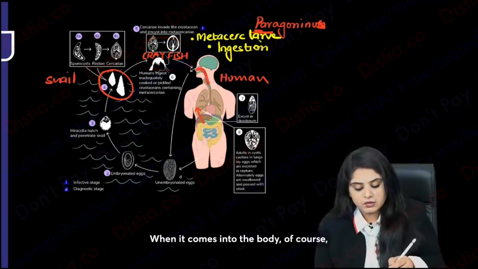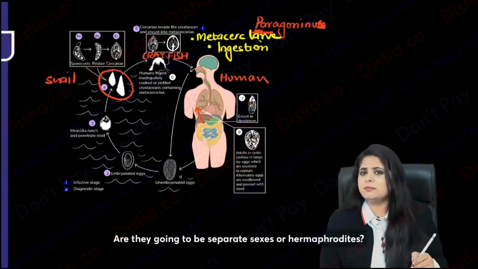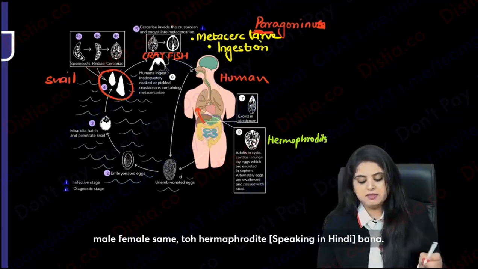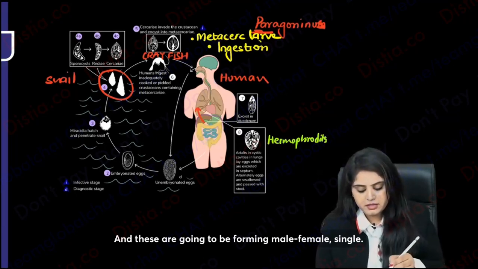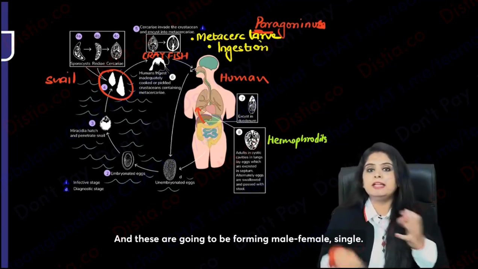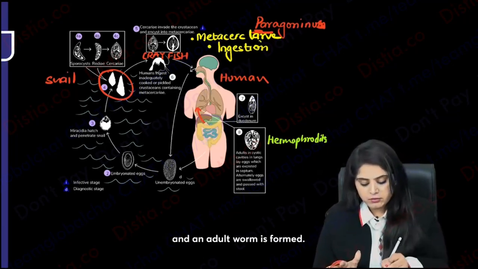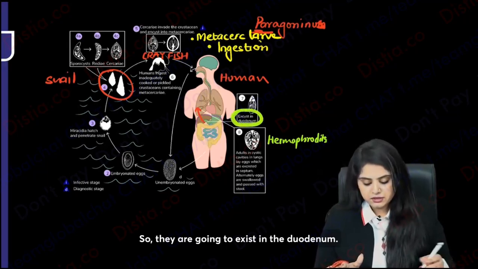Okay, when it comes into the body, of course, it is going to go and adults will form. Are they going to be separate sexes or hermaphrodites? Now they are all going to be hermaphrodites, okay? So now they are going to be same, male, female, same. So hermaphrodite is formed, male and female in a single worm. Everything is present in a single worm, and an adult worm is formed. So they are going to exist in the duodenum.